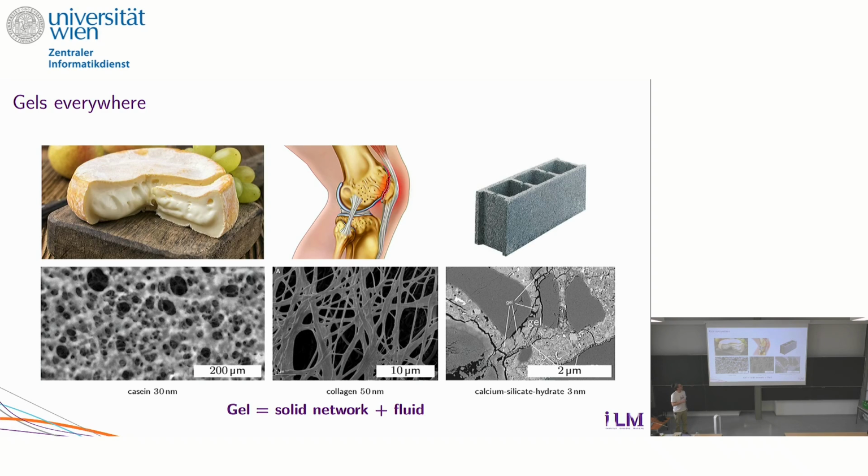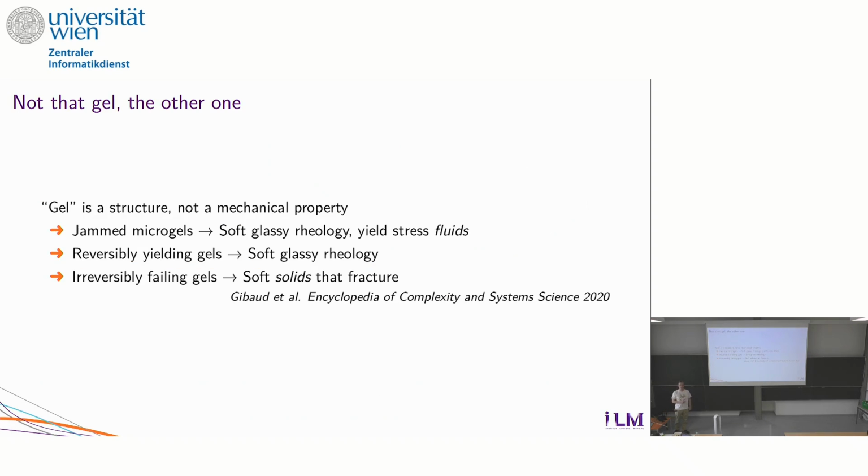And you can have that made of very different building blocks at different scales. And so I would argue that is the definition of gel, not the mechanical behavior. You can have very different mechanical behavior out of the microstructure I just told you about. For instance, if this microstructure is just limited to a few microns, you call that a microgel, and if you jam those microgels together, then you will get what is called a soft glassy rheology. You'll have a yield stress fluid that is typically the hand gels that we are all using for a few years now.